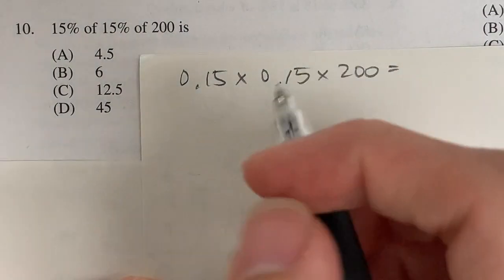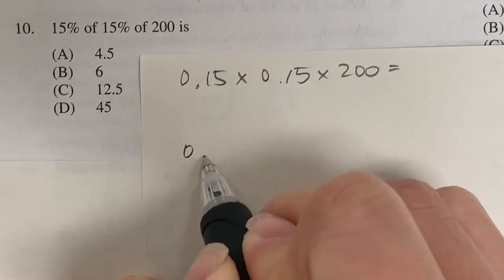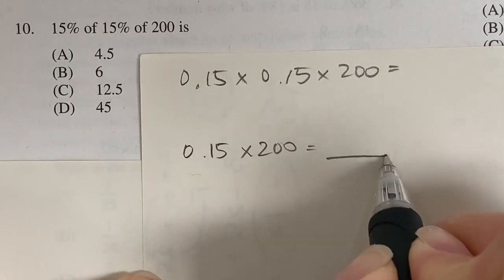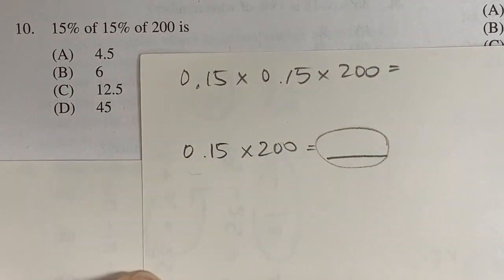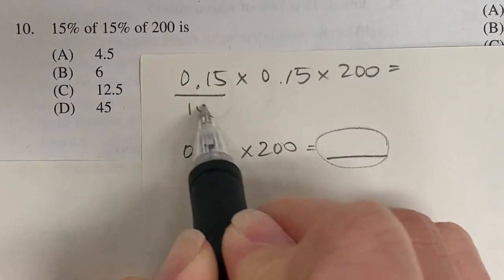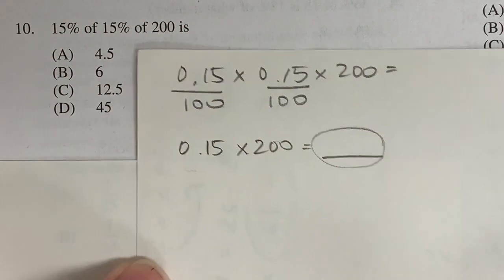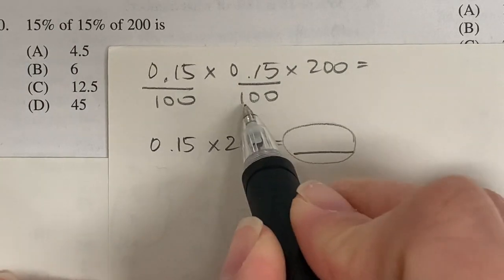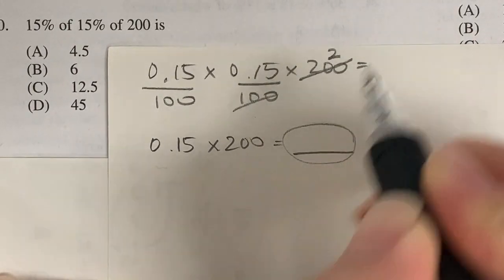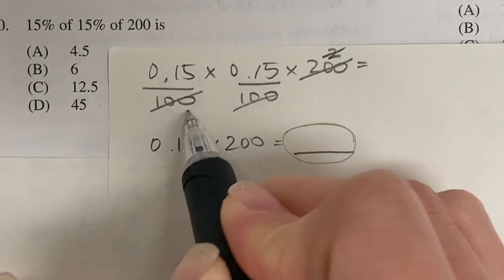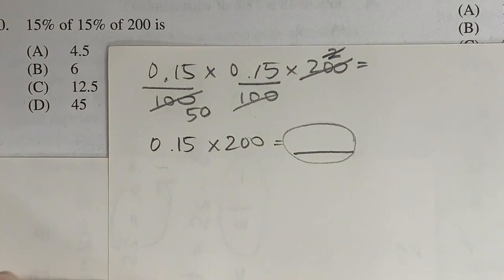Or you could do 15% of 200. So you could do 0.15 times 200, get the answer, and from this answer, you're going to do another 15%. So let's try to do both, okay, and see which one you prefer. So here, I always like to put it in fractions because it gives me an option to simplify, and it's much easier. So 100 with 200 is going to be 1 to 2, and then 2 with 100 is going to be 50 because I'm dividing both by 2.